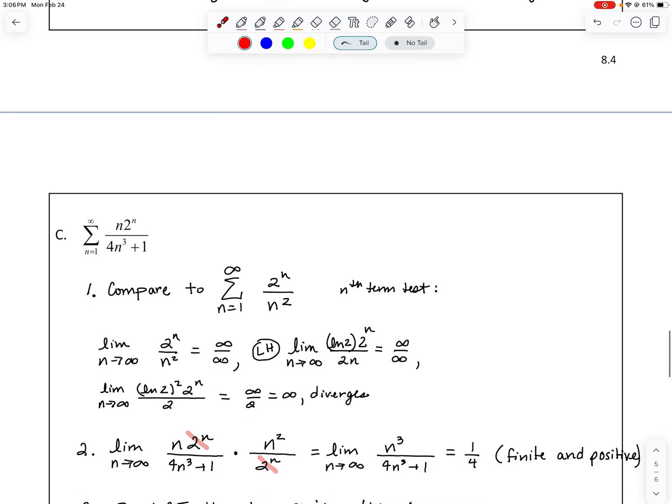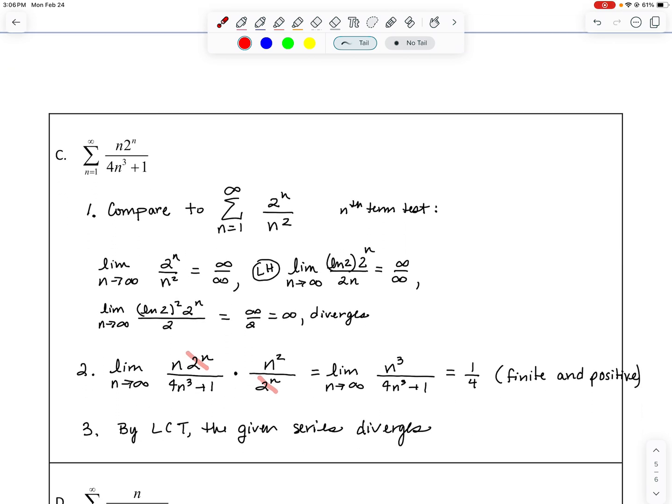Okay, last two. I'm going to compare n times 2 to the n over 4n cubed plus 1. How about, again with trial and error, we just work on the terms that get really, actually, if you look at this whole part right here, this n and n cubed can be reduced to n squared. So I took off the 4, basically, and took off the 1. And that's my series I'm going to compare to. And this one is a little tricky.